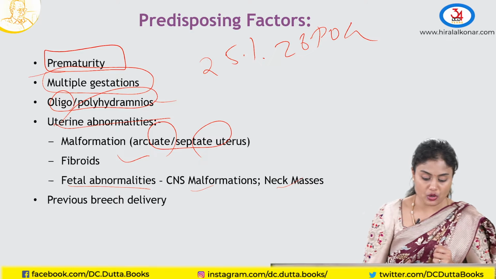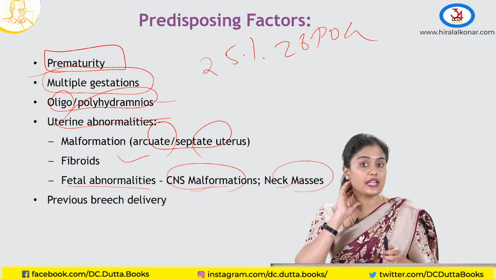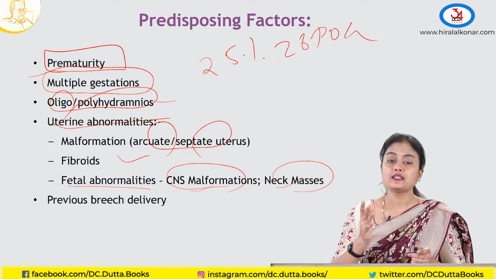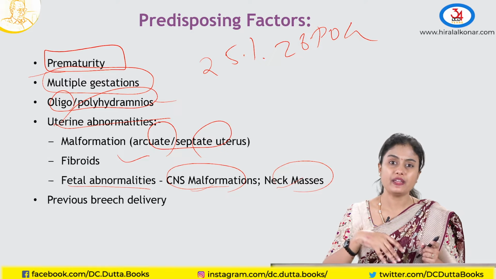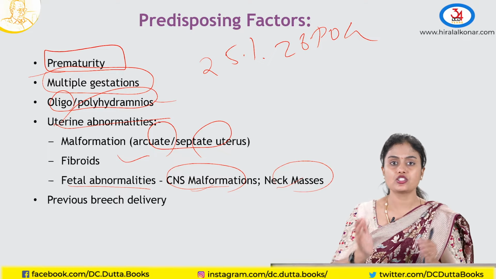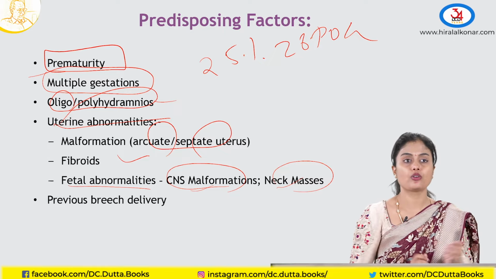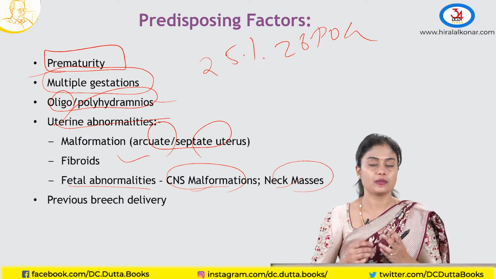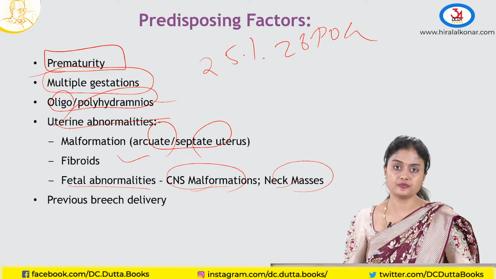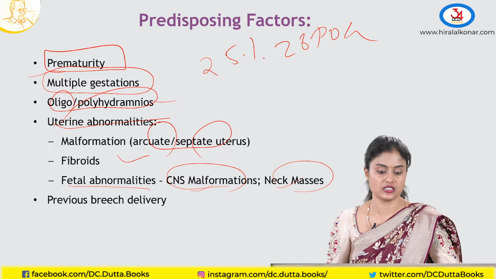Whereas in fetal abnormalities like CNS malformation or neck mass, imagine the baby is having a neck mass and the baby's neck cannot be flexed well. What happens at that time? The baby cannot be moved, or the baby will not have enough space in the pelvis because the pelvis is small, so it tries to go to the fundal position. So the head comes to the fundus or the breech comes to the lower pole, and both become breech presentation or previous breech delivery. And also they have a tendency to develop breech presentation in this pregnancy.